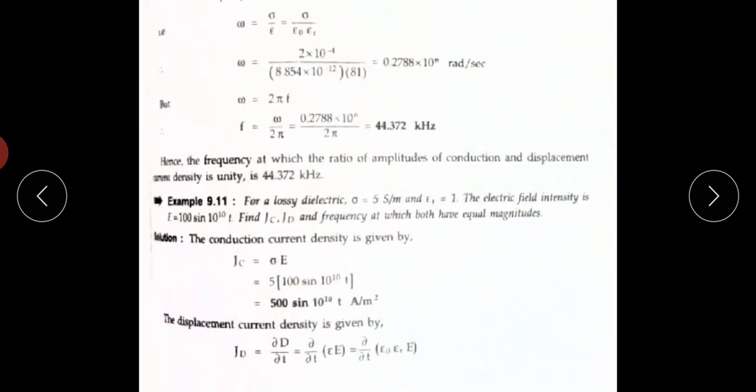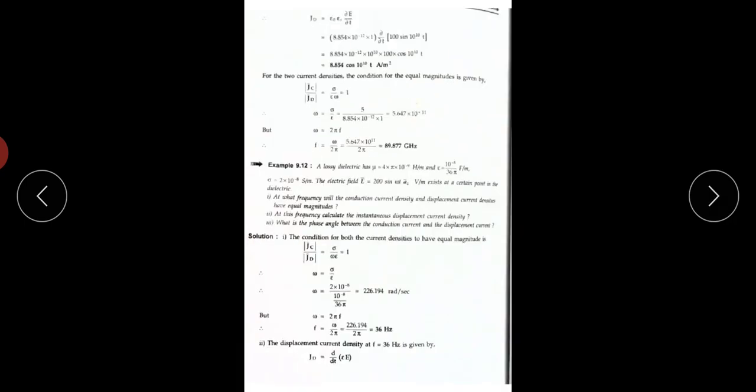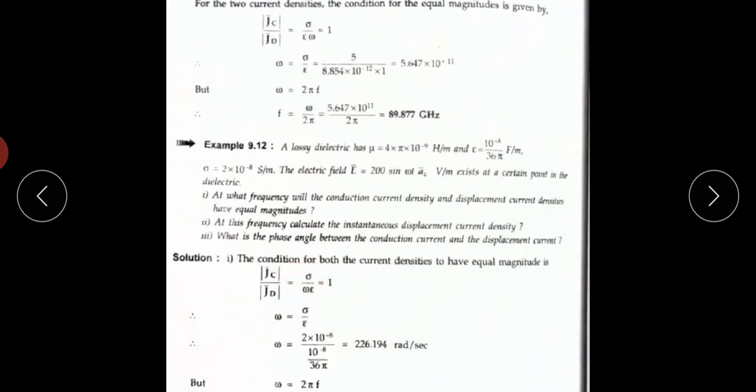So in this problem, we have to find the conduction current density. The conduction current density formula is sigma into E bar. Next one, displacement current density. Displacement current density JD bar equals dou by dou T of D bar. Next we have to find the frequency at which the conduction current density and displacement current density are equal. If these two current densities are equal, the ratio equals unity. The ratio equals sigma by omega epsilon.